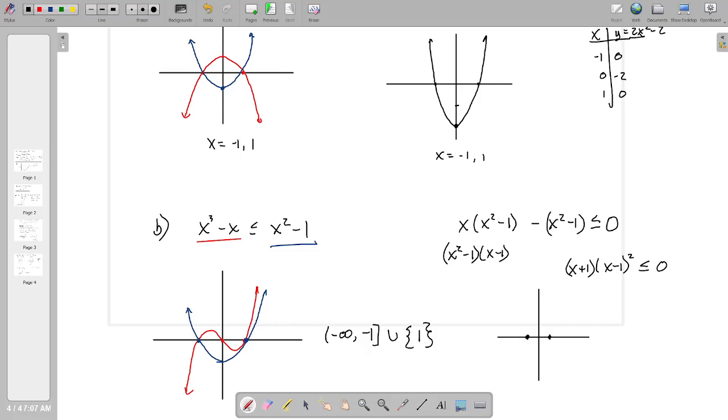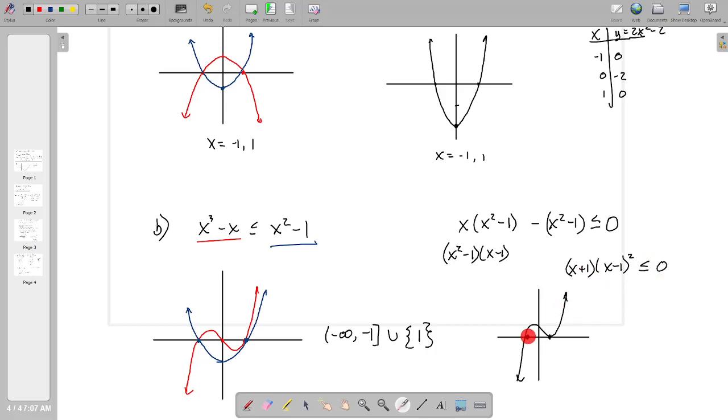So we have here, and here is where we touch the x-axis. Those are our x-intercepts. And our curve is going to look like this. And you'll have to trust me on this, but it looks like this. So now we're looking for where this function, the curve, is less than or equal to 0.